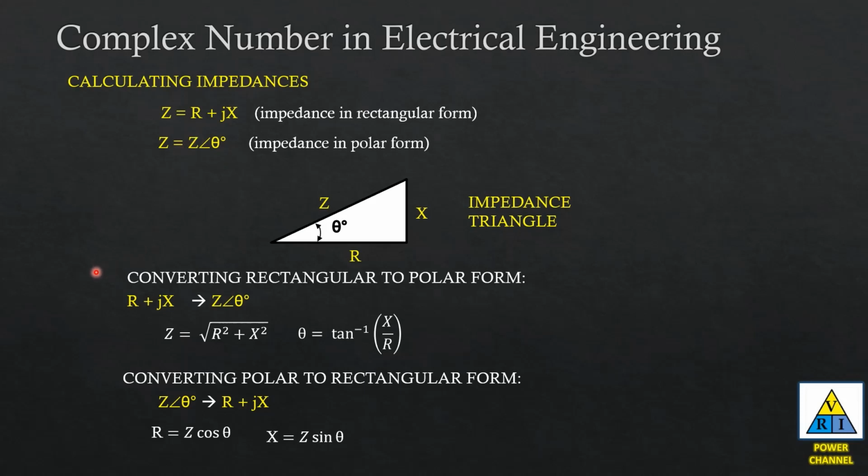To convert rectangular to polar form, Z is equal to the square root of the sum of the squares of R and X, while the angle theta is equal to the arctangent of the ratio X over R. While converting polar to rectangular form, R is equal to Z times cosine theta, while X is equal to Z times sine theta.